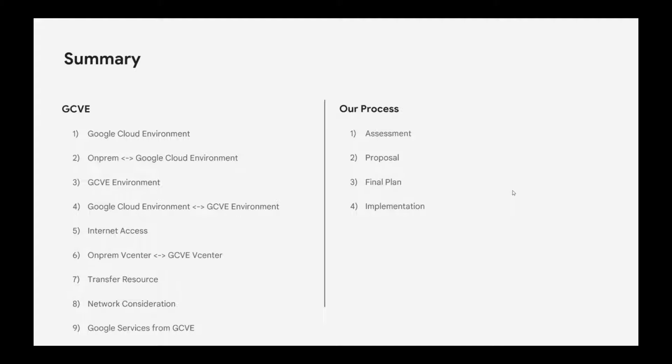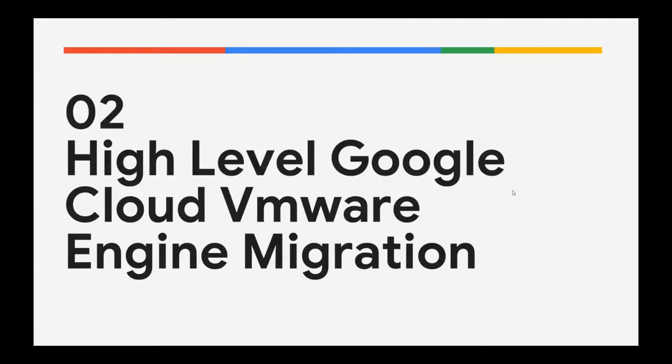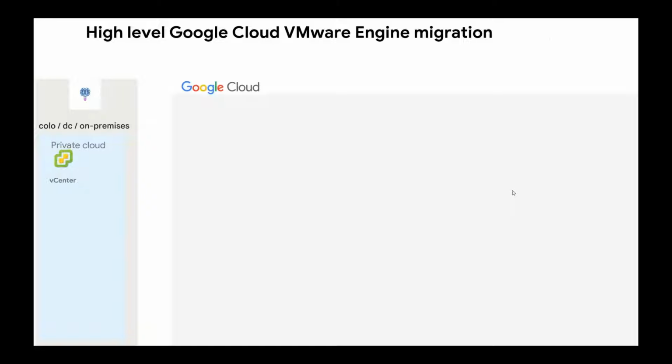how do we start a VMware migration project, what is involved. So four things: an assessment first, and then a proposal. After the proposal and discussion on the proposal, we'll have a final plan, and finally we'll implement that plan. So let's start with the high level Google Cloud VMware Engine migration.